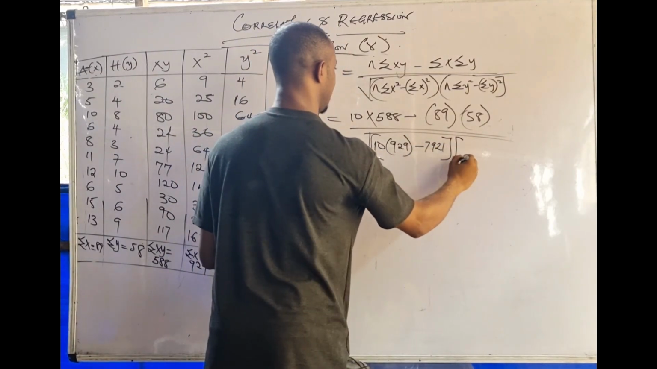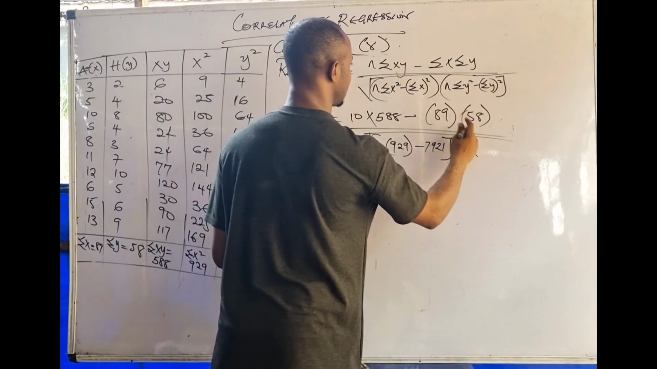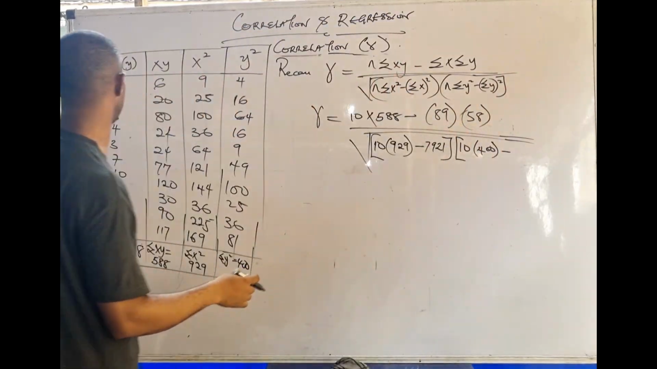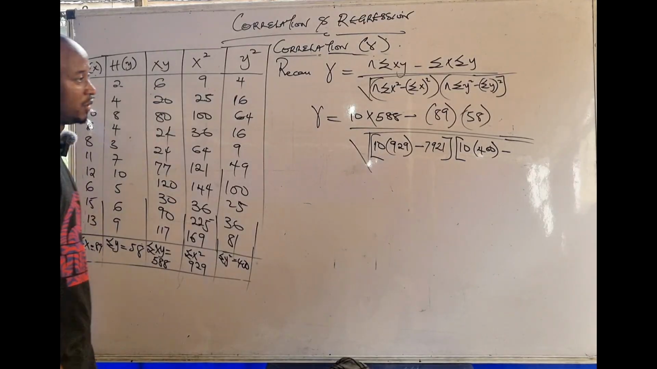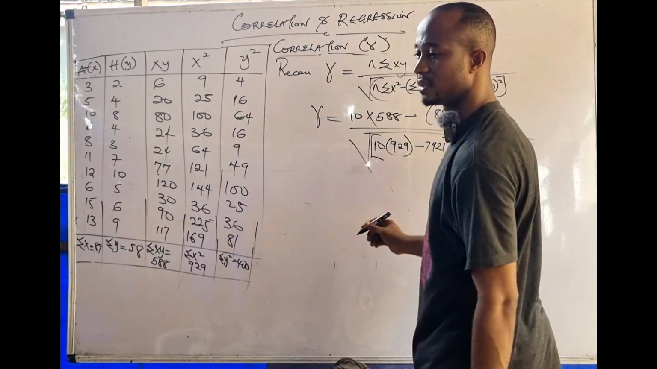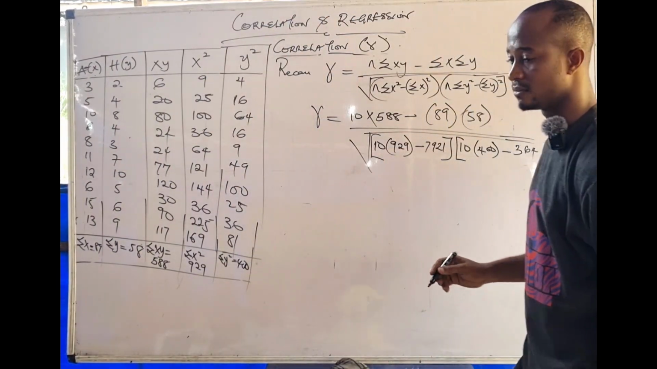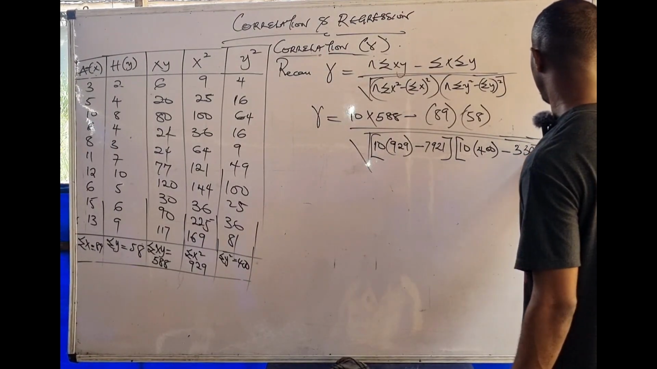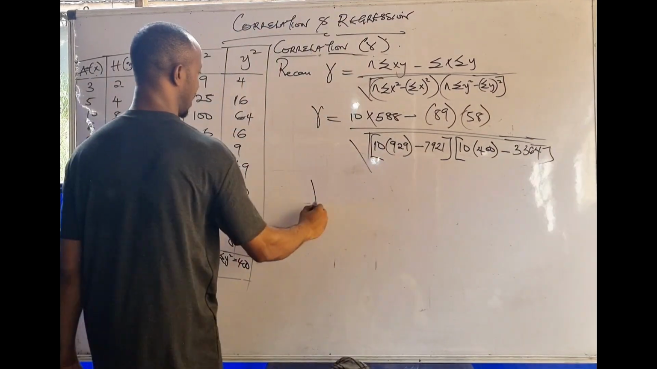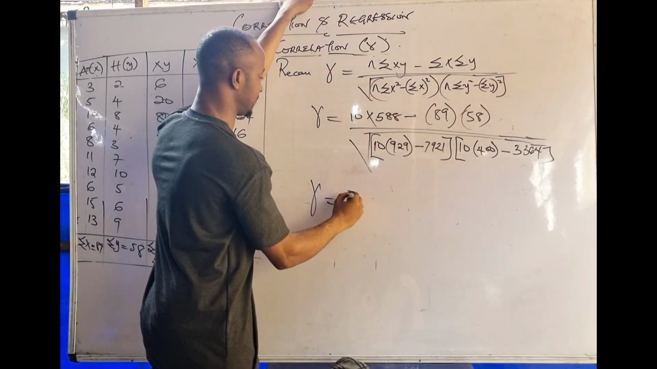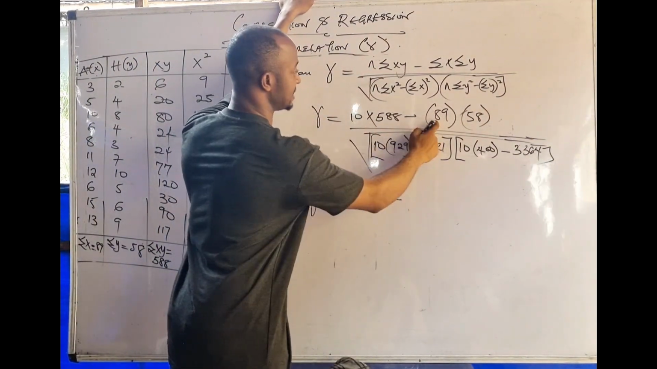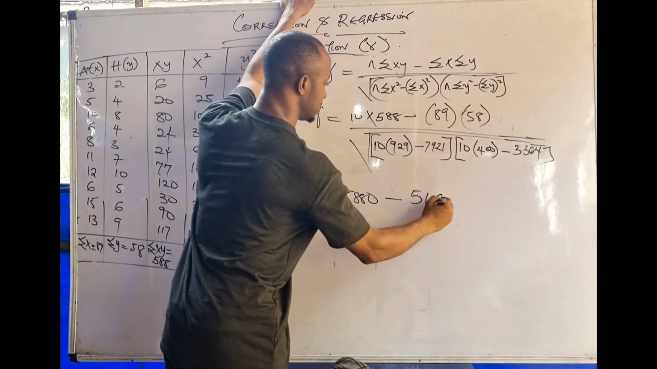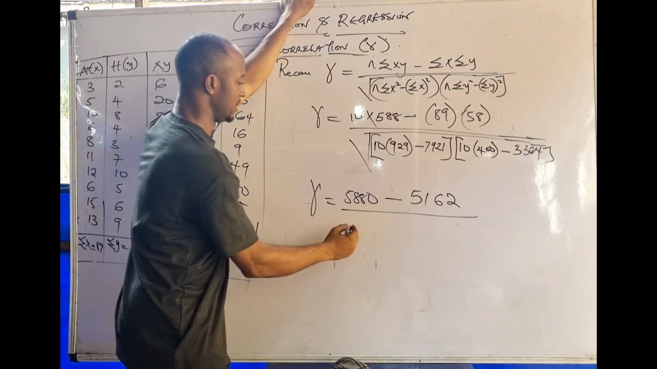Times, what's my n again? 10. What's my sum of y squared? 400. Minus the sum of y all squared, which means 58 squared. What do you have there? 3364. Okay, let's finish up. So r becomes 10 times 58, which is 580, minus 89 times 58. What do you have? 5162, divided by the square root.